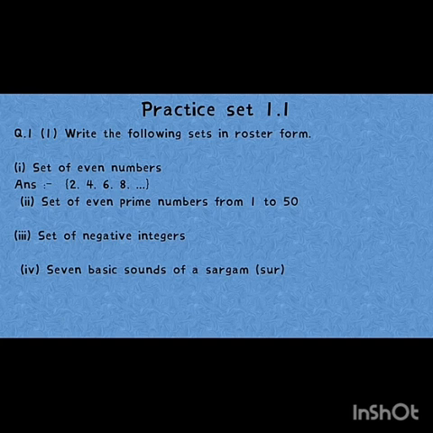Now question number 2 is the set of even prime numbers from 1 to 50. Here we have to write the set of even prime numbers from 1 to 50. So the answer will be, in curly brackets, 2. Here only 2 is the even prime number from 1 to 50. Now question 3 is the set of negative integers. We already know what negative integers are. So the answer will be, in curly brackets, -1, -2, -3, dot dot dot. Like this we will write.